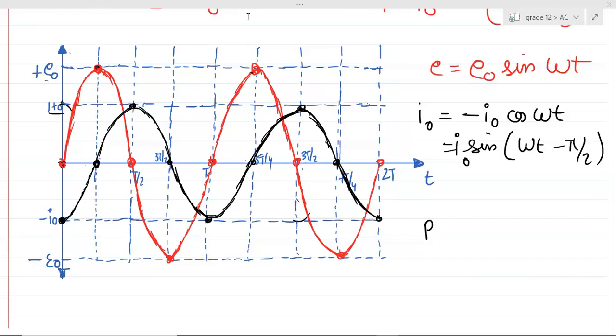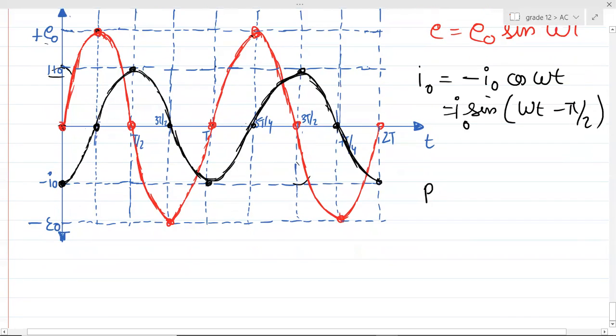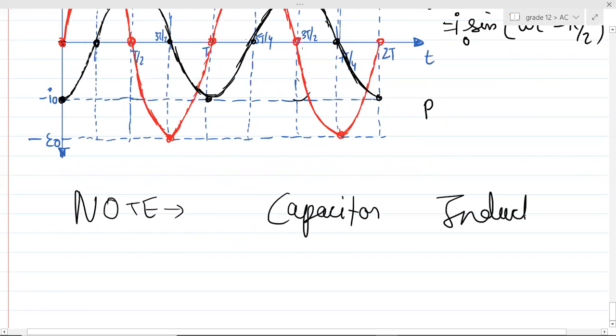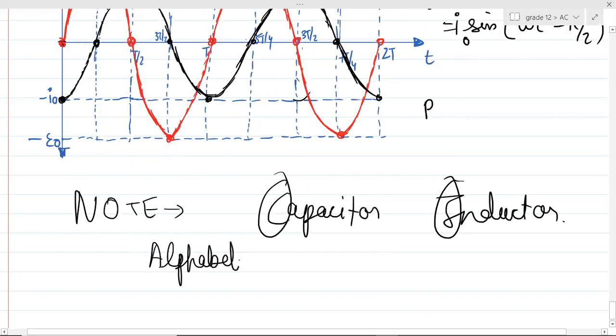So we understood this particular thing. When the EMF is this, and if a pure inductor is connected, then the current will lag by a phase difference of pi by 2. How did I remember both the cases? Just remember capacitor, inductor. In C and I, which comes first? Alphabetically, C.